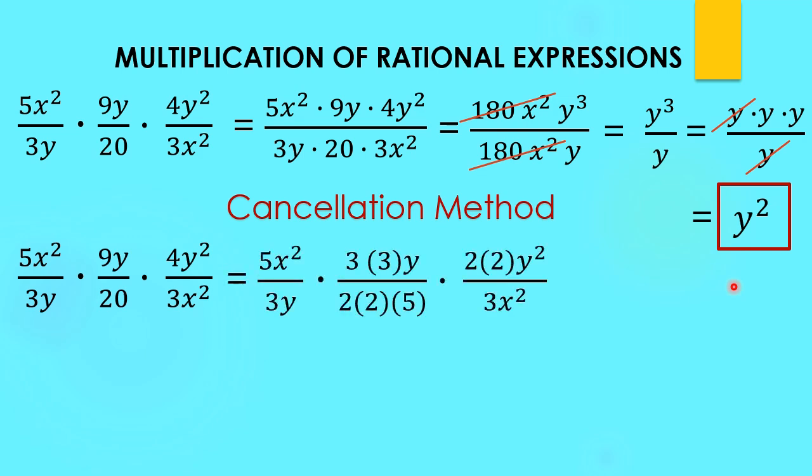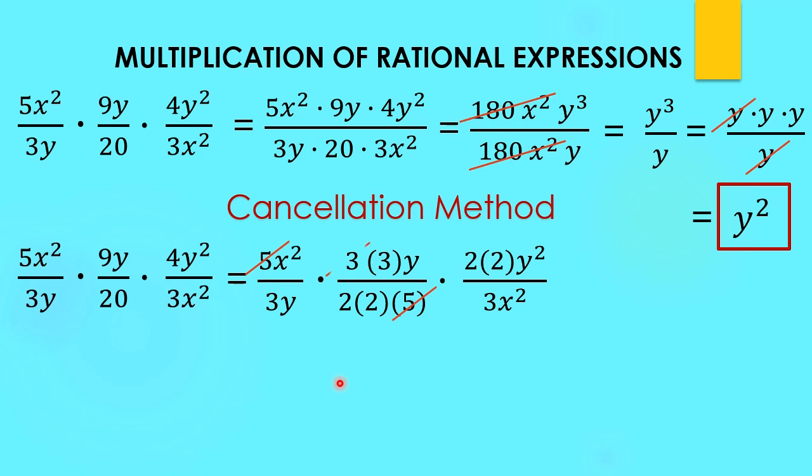So using the cancellation method, we just factor 9 as 3 times 3, and then we factor 20 as 2 times 2 times 5. So we change each number into its prime factors. And then 4, we change it as 2 times 2. So as we can see, we found common factors. So let us eliminate or remove all its common factors.